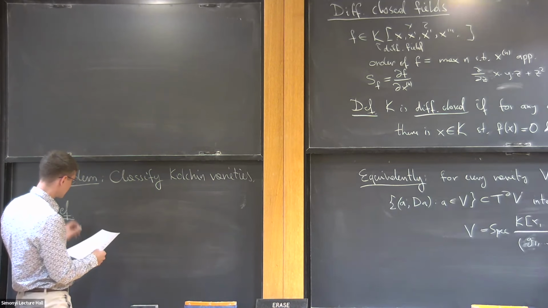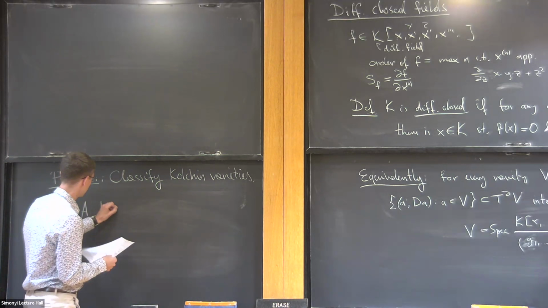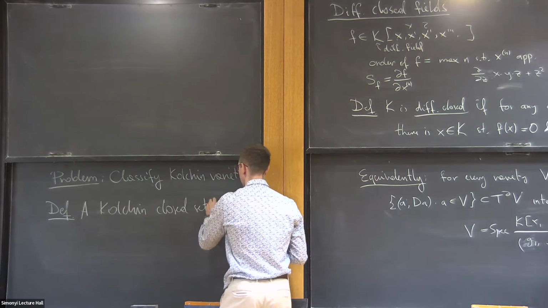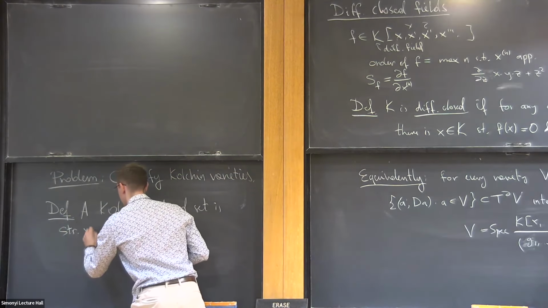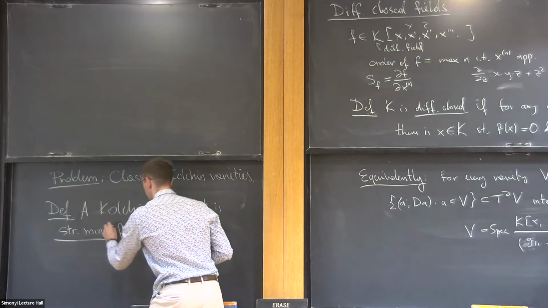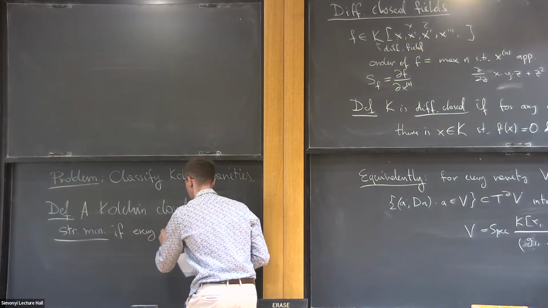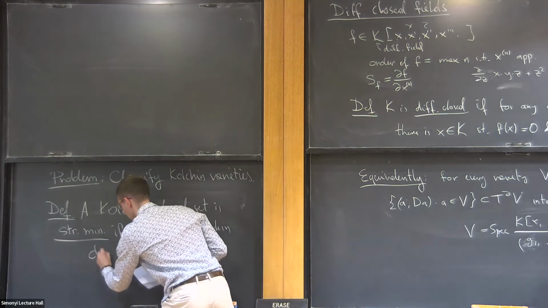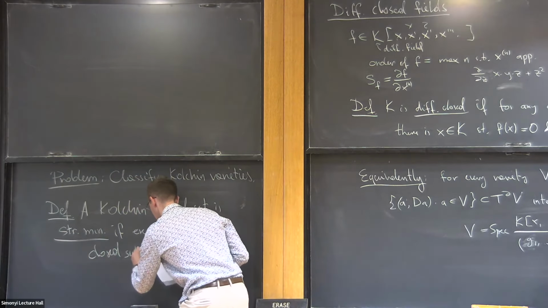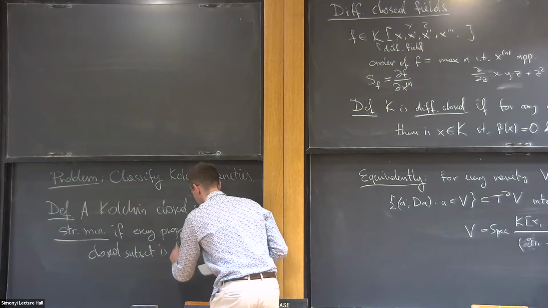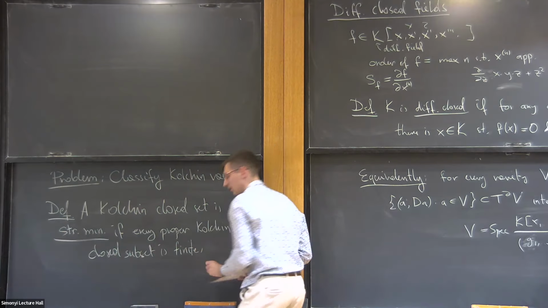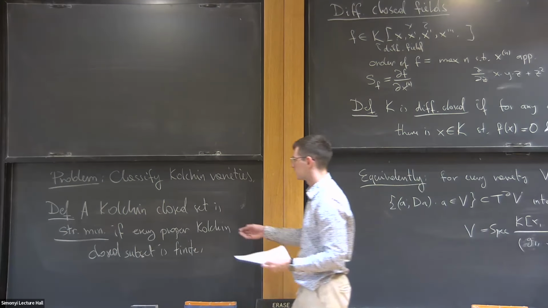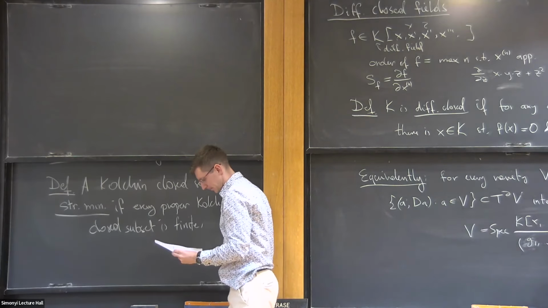as in algebraic geometry, but it starts with the following definition: a Kolchin closed set is strongly minimal if every proper Kolchin closed subset is finite. So we have Noetherian topology, we can talk about dimension, and we can try to classify one-dimensional things.